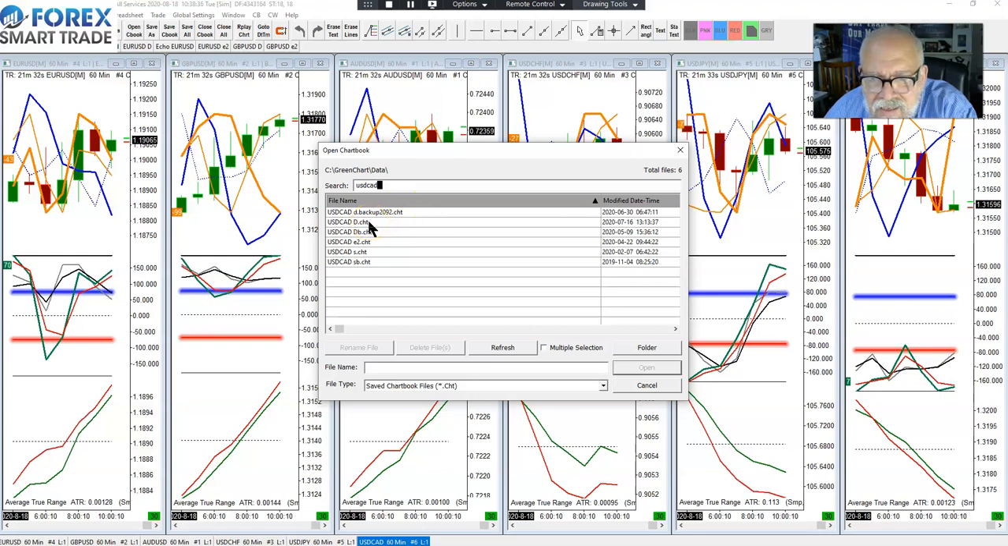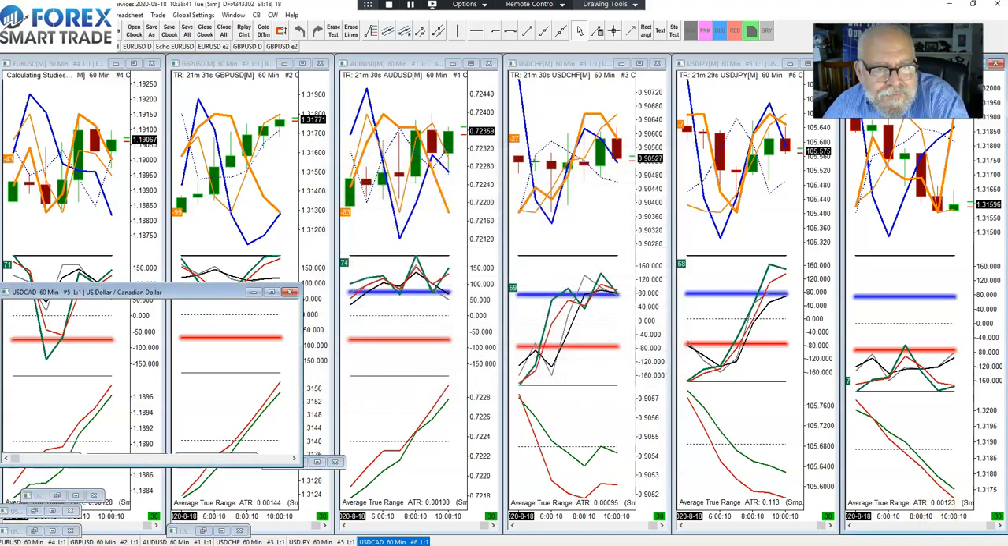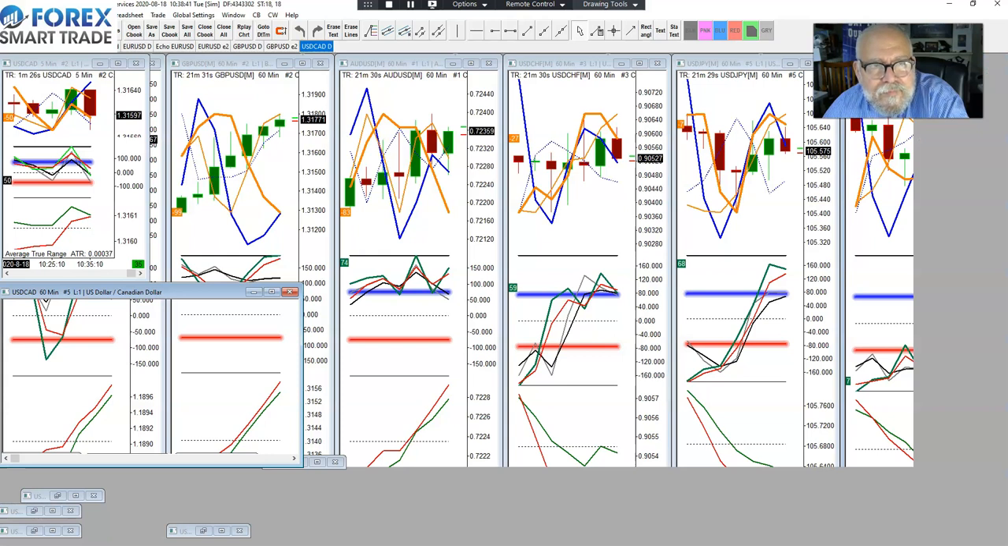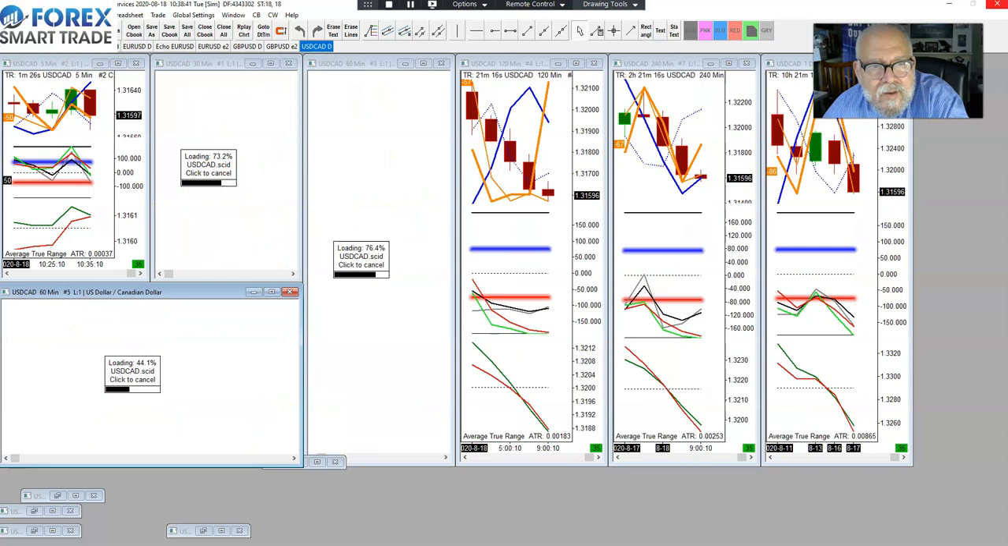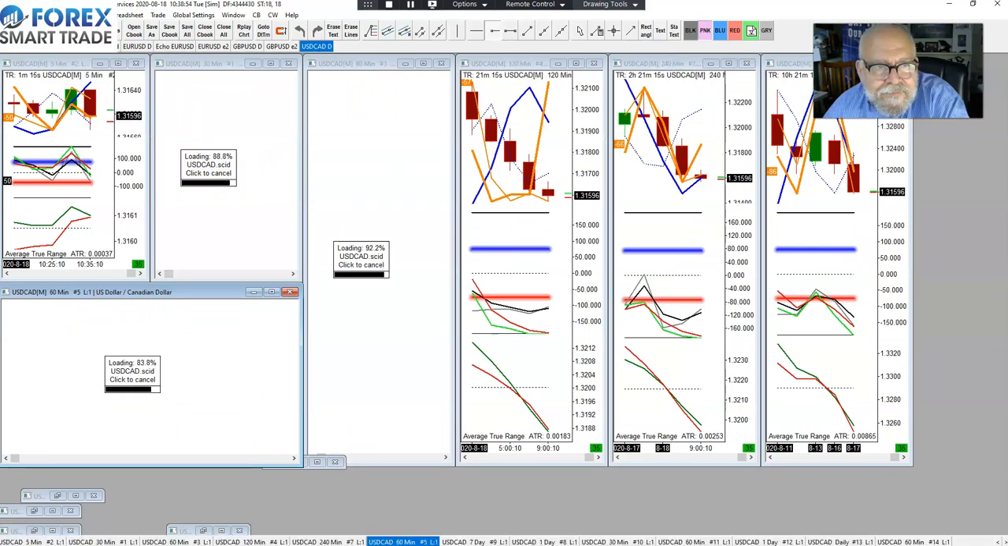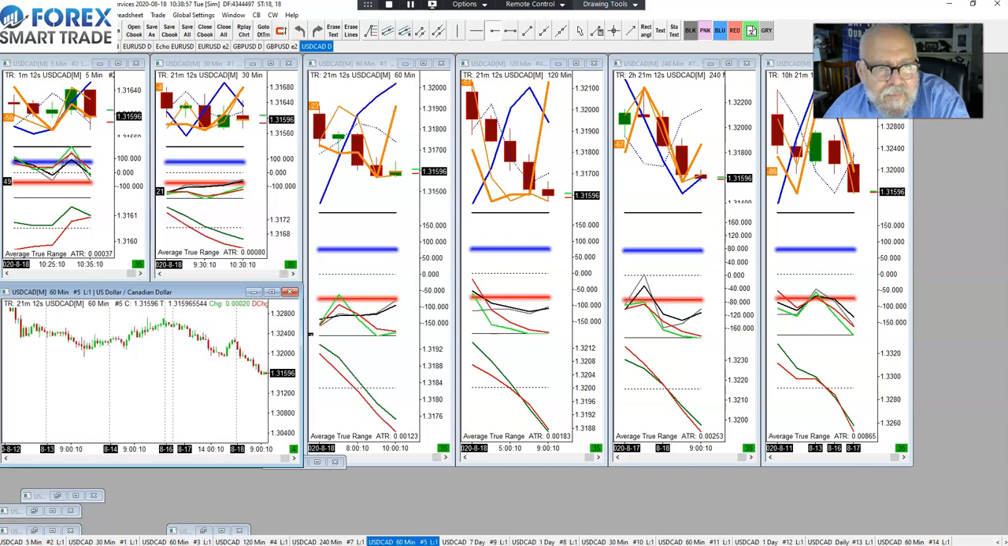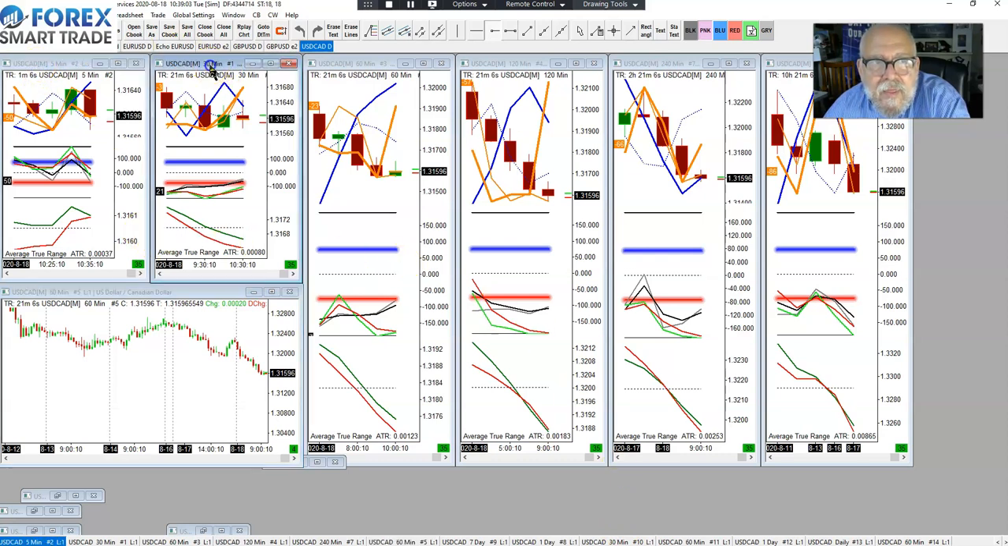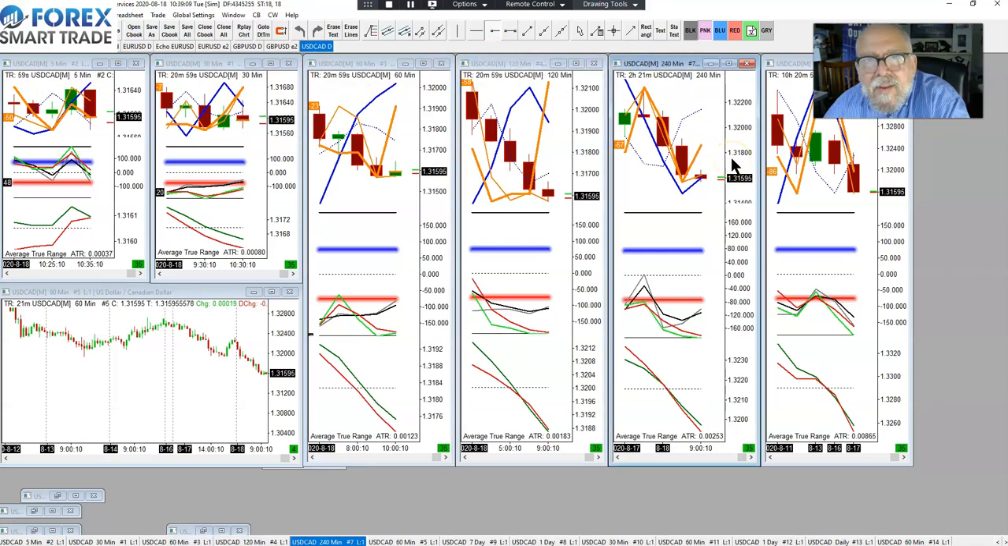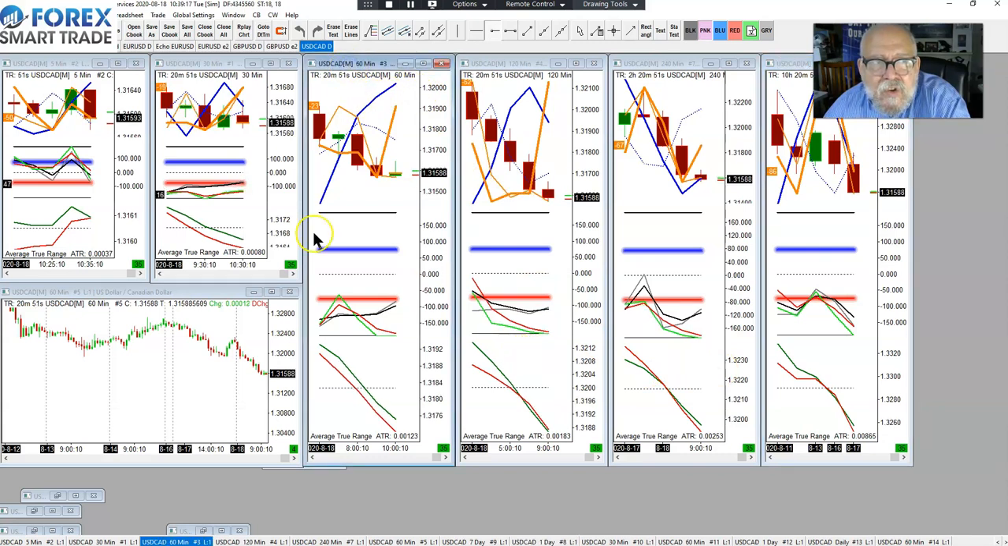Looks like I used it here about a month ago, so it should be okay. Waiting for it to load. Now, different people set up their charts different ways. I like to look at a 5-minute, a 30-minute, a 60-minute, a 120, 240. 240 means 240 minutes, or a 4-hour chart, and a day chart. In addition, this is the chart we were just looking at over here.